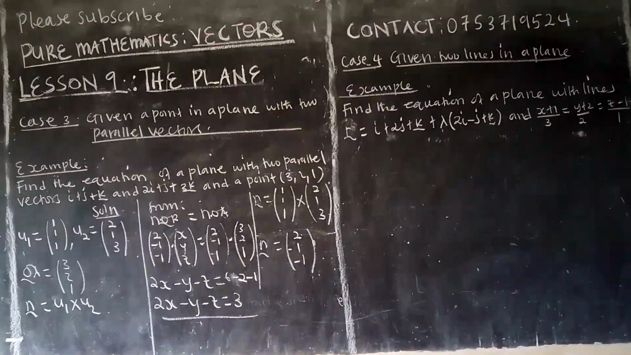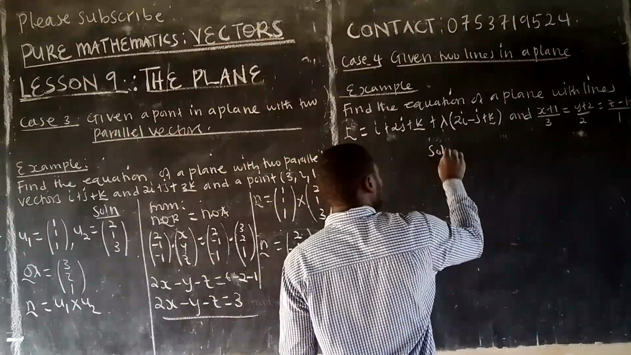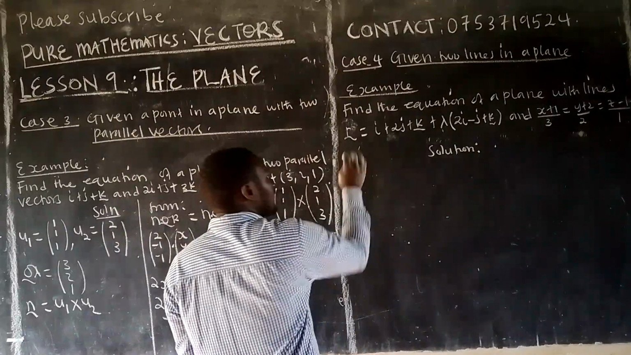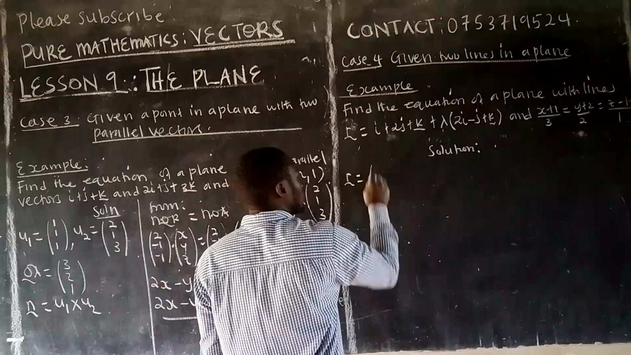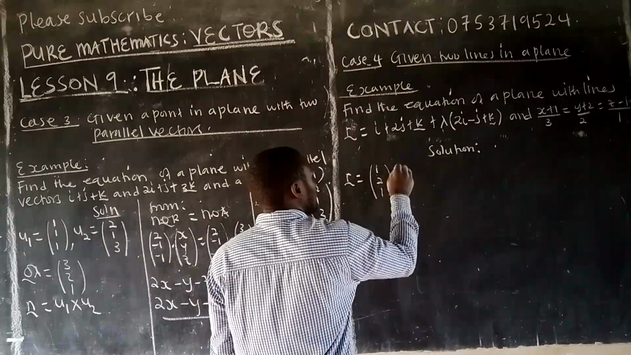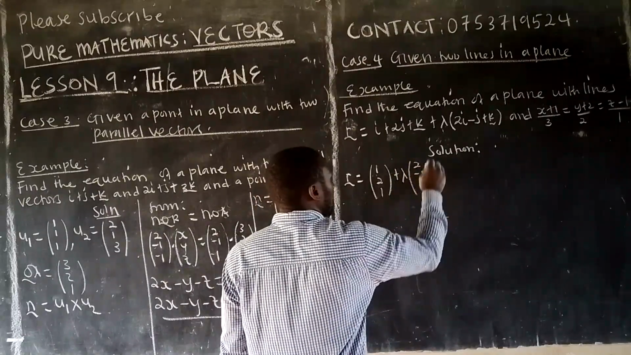All right, good. So let us proceed. So now let's say solution. My first line: r is equal to (1, 2, 1) plus lambda times (2, -1, 1).